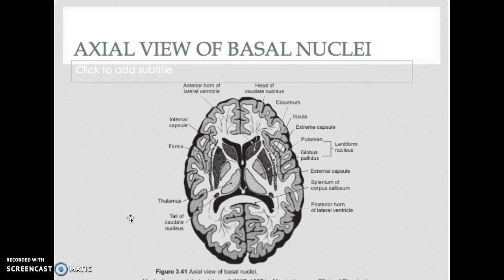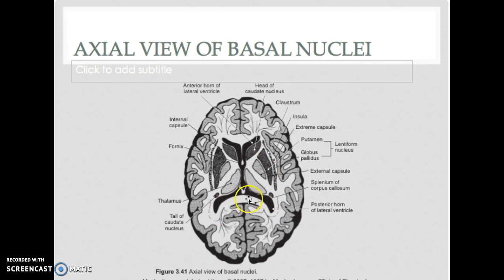And that's good on that one. So axial view of your basal nuclei. If we look here, it's important that you be able to label this. So you have your anterior horn of your lateral ventricle on the left. You have your head of your caudate nucleus right there. Coming around, you have your claustrum, this little thin stripe, and this is your lentiform nucleus, these two. And I typically don't have you differentiate between the two. It's hard to tell the difference between the two. So this one is your putamen and your globus pallidus, but lentiform nucleus for these two.